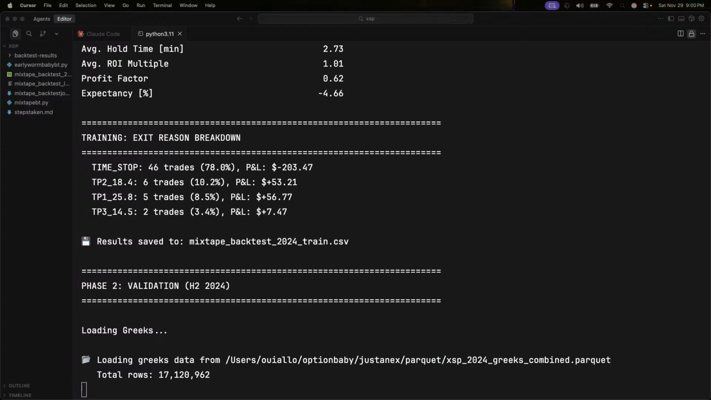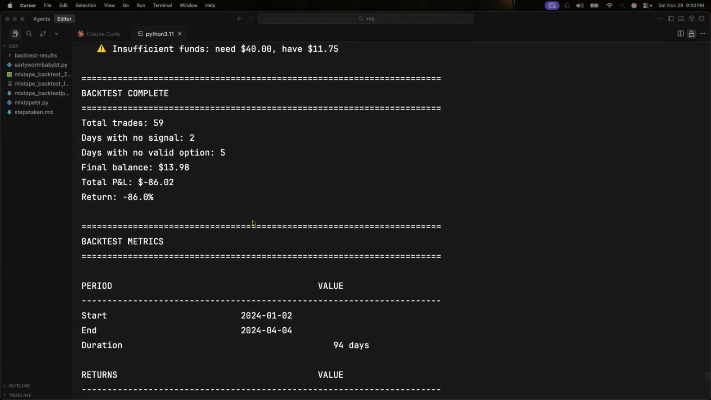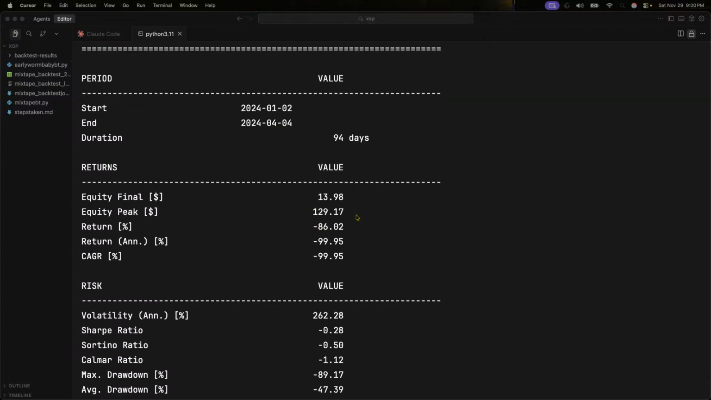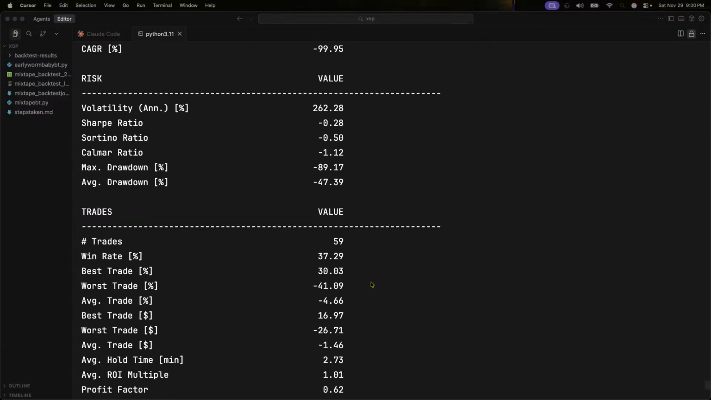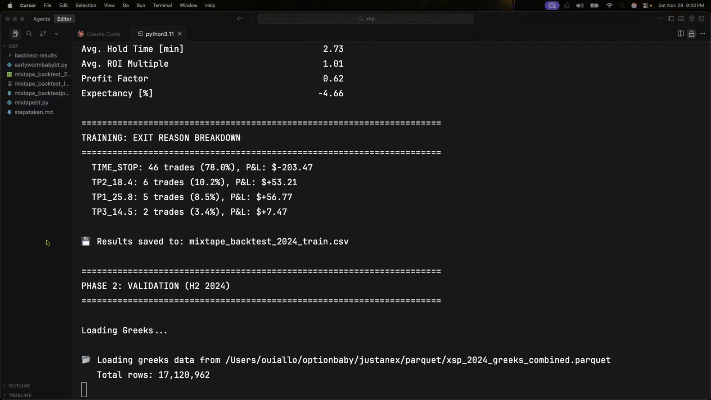There we go. So let's just look at it real quick. It had 59 trades, with days with no signals. Yeah, it was just horrid. What was the win rate? 37%. Yeah, just horrid. All right, let's let that go.